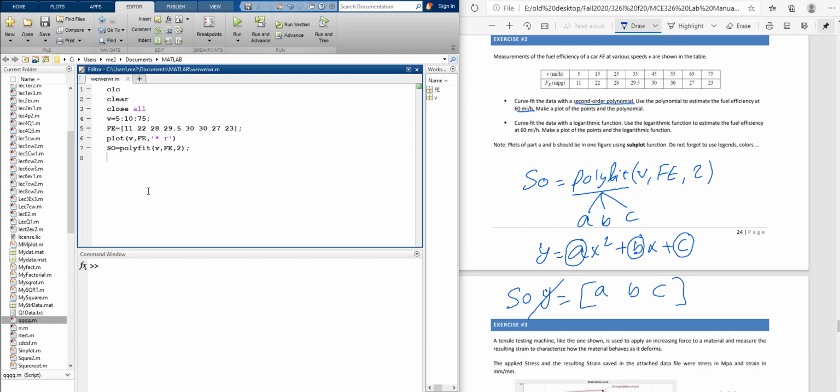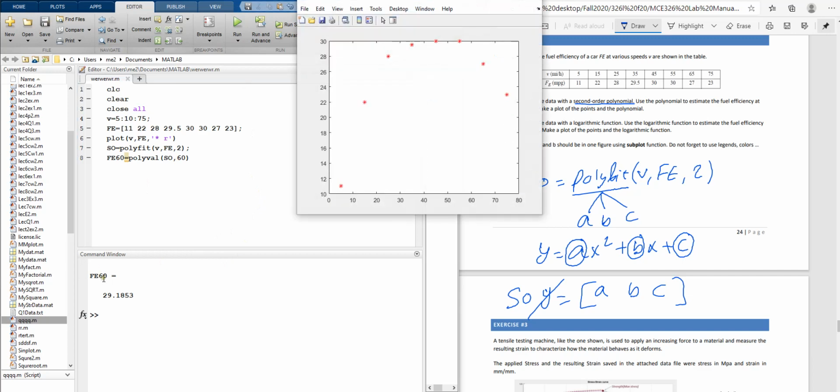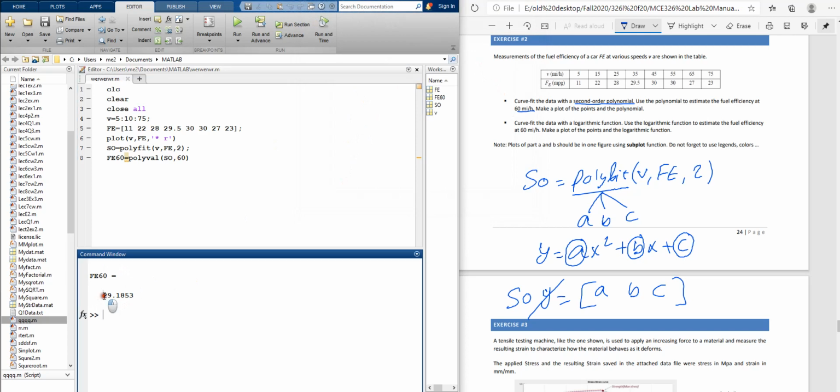So we can say that Fe at 60, as an example, equals polyval. I want to evaluate which polynomial, the second order polynomial I got before, at which data? At 60. That's it. Keep it like this without a semicolon to see the result. Now run the program again. These are the original data, and Fe at 60 equals 29.182, which makes sense. At 60, it's between 30 and 27.